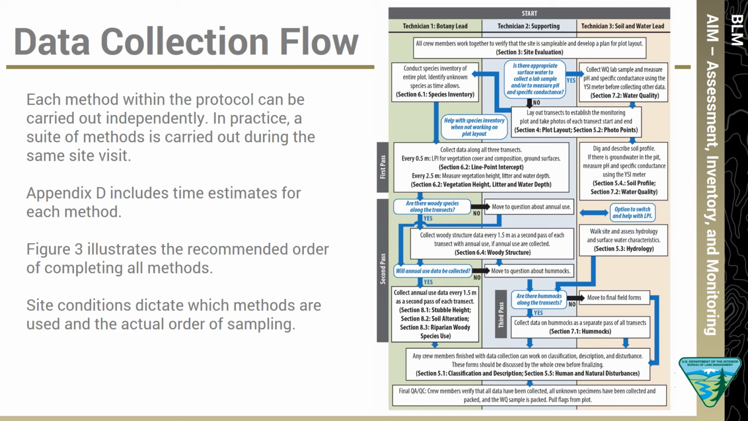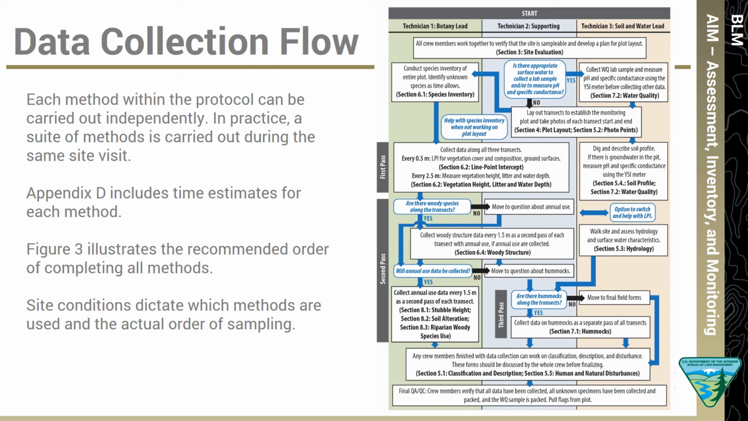Each method within the protocol can be carried out independently. In practice, a suite of methods is carried out during the same sample visit. Appendix C in the protocol includes time estimates for each method. Figure 3, included here, illustrates the recommended order of completing all methods. The recommended order assumes a 3-person crew, with 1 crew member leading the vegetation data collection, another crew member leading the soil and water data collection, and a 3rd member supporting the others. For some crews, these roles will remain consistent throughout the field season, but other crews may want to change roles at different sites to build skills in all components of the protocol.